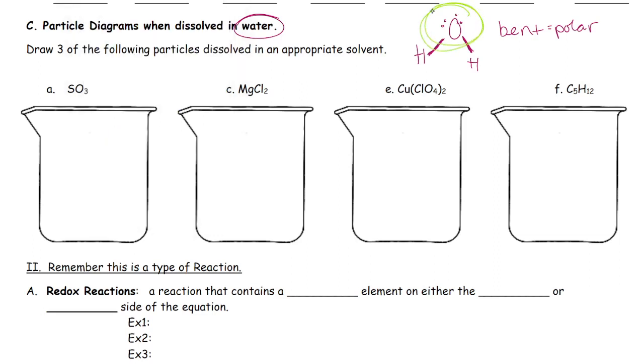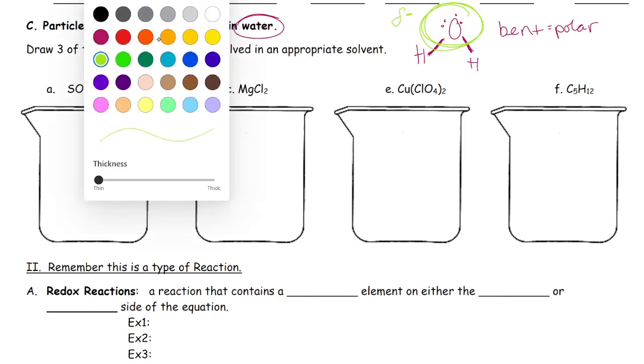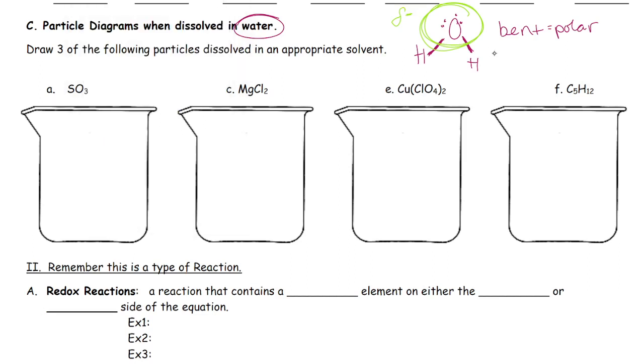This part of the molecule is more negative. It has a slight or partial negative charge, versus the other side, the hydrogen end, which would have a slight positive charge. So this is just a refresher of what we drew before.